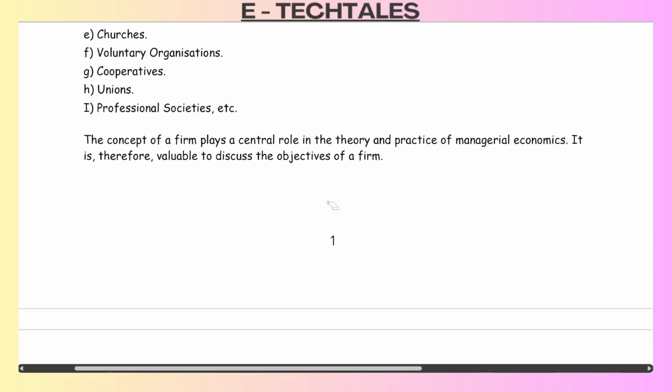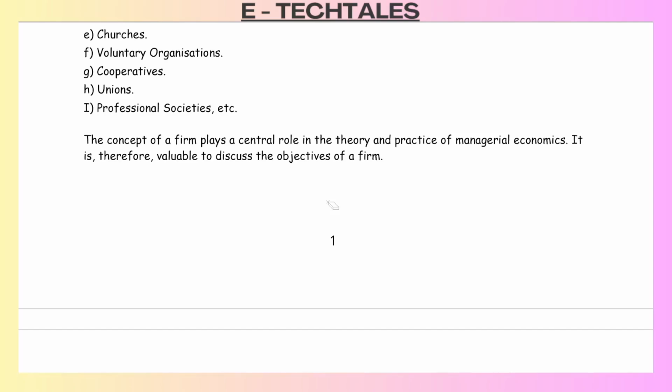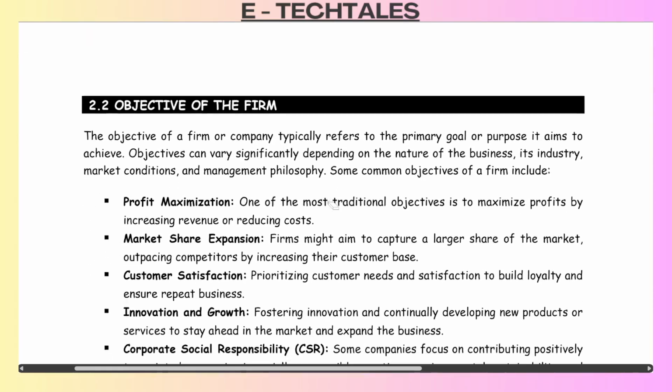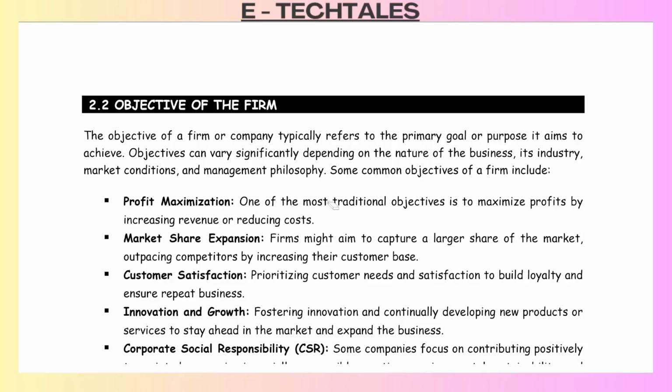So here, understanding the concept of a firm is essential in managerial economics, as it allows us to delve deeper into the firm's objective and its role. Right. So let's move on to the objective of the firm. Here, the objective of the firm typically refers to the primary goal which it aims to achieve. Right? The primary one is profit maximization.